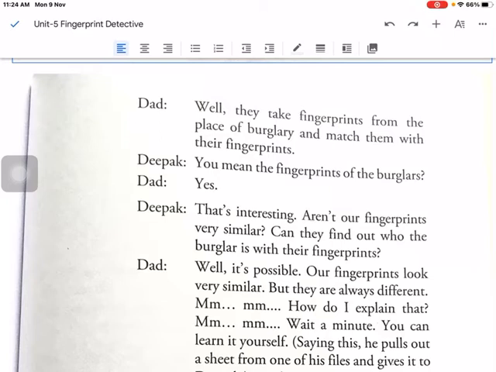Deepak: Aren't our fingerprints very similar? Can they find out who the burglar is with their fingerprints? Okay, Deepak has many questions related to fingerprints, isn't it? How do the police identify whether they are the burglars or not? Okay, Deepak is very curious here.